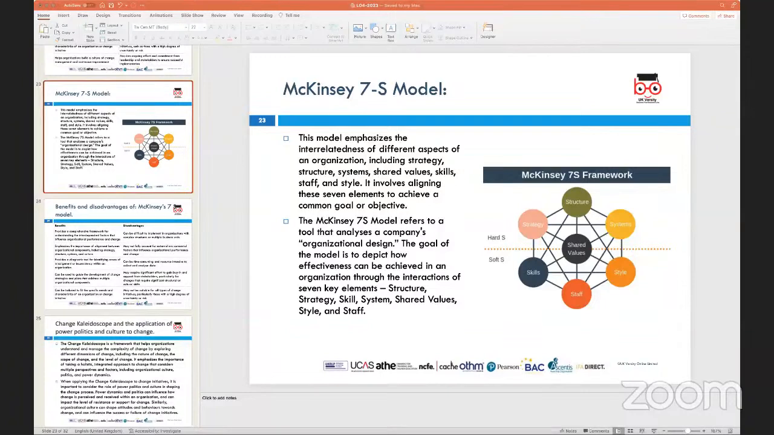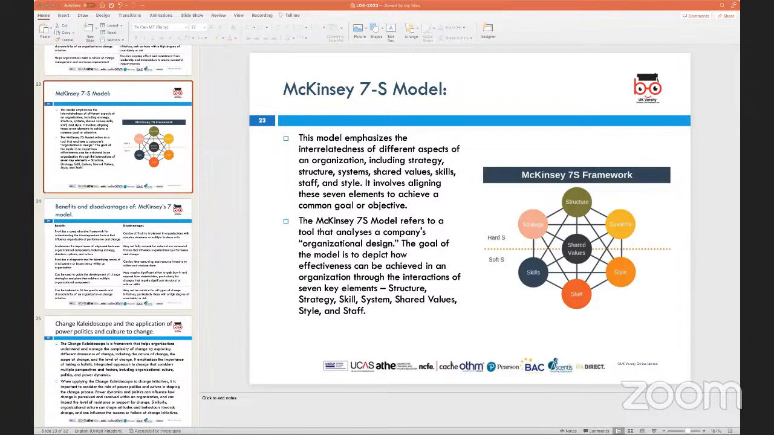Things like long-term strategy, what is the structure of the organization, what kind of systems they have deployed, what are the shared values of the employees, the vision and mission of the organization. They want to make sure that the employees have skills which are going to be required to bring across that change within the organization. And then whether they have what is called the style. That means the leaders are showing the appropriate traits and leadership styles to be able to enable the company to take that journey of change.